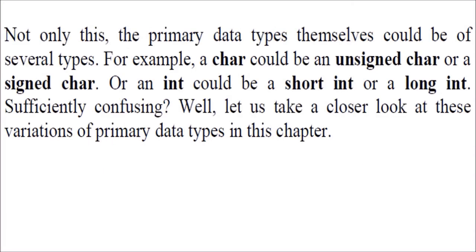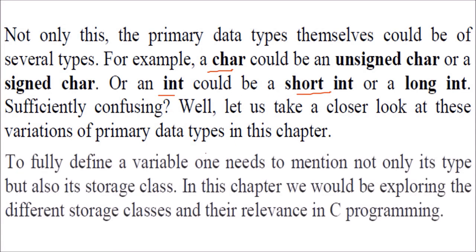So not only the primary or primitive data type, along with this you can have a character, say unsigned char, signed char. You can have an integer which is called as short int and long int. So what this short, long, unsigned, signed means. So let us discuss in this chapter what this character, integer and float have to offer you.